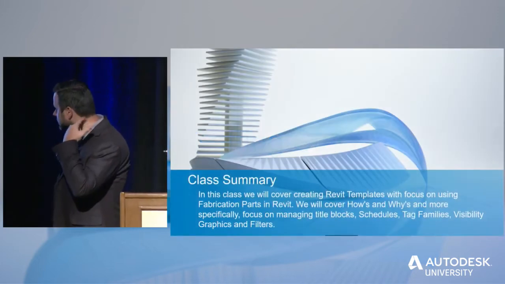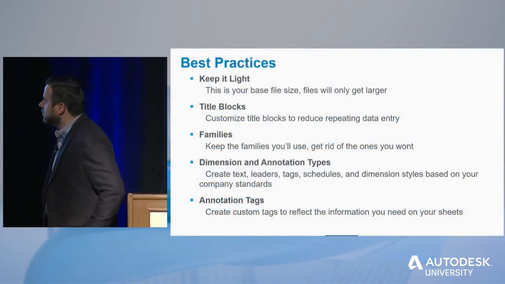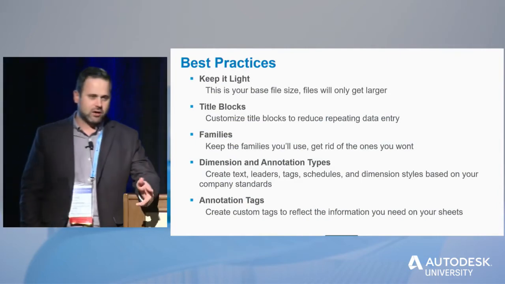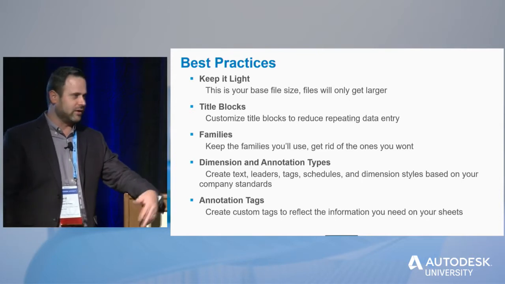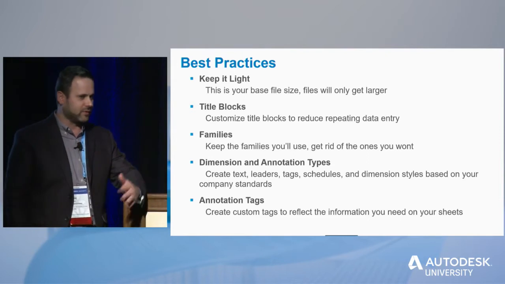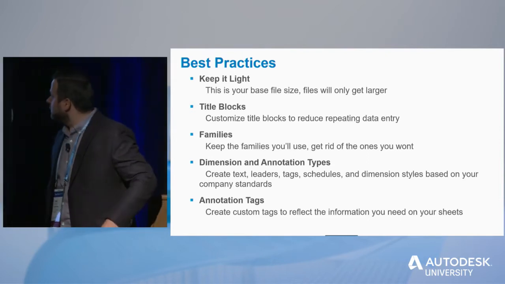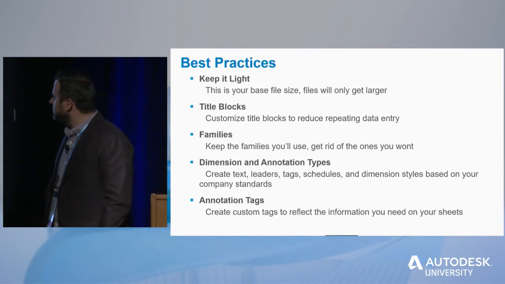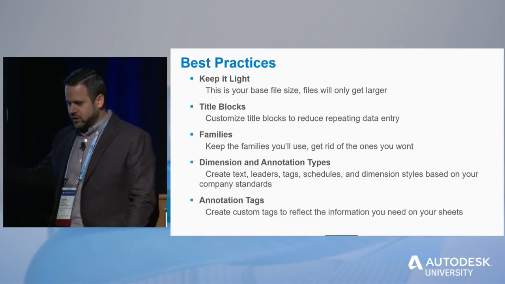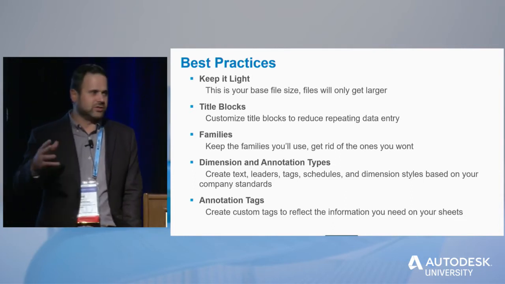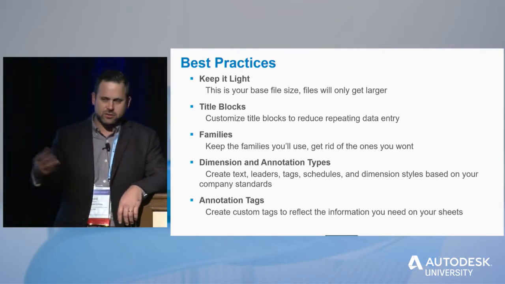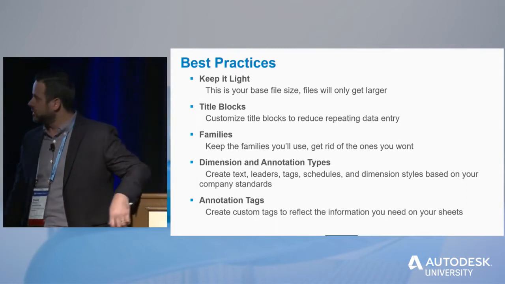Let's see, what do we got here? Class summary. Okay, so there's a couple best practices for templates. Keep it light, just like you would your AutoCAD templates. Don't litter it full of stuff that's not necessary on a project, right? You want to keep things that are going to be true for every project. The title blocks: customize the title block to reduce repeating data entry. Revit uses something called bidirectional associativity, so you can make updates to the title block and it'll also show up in other places.